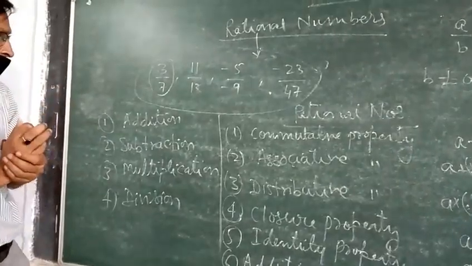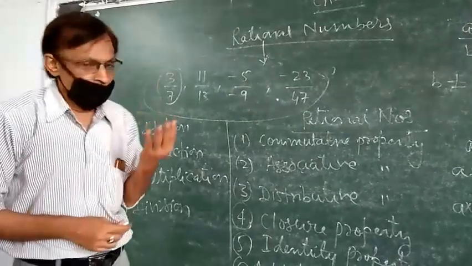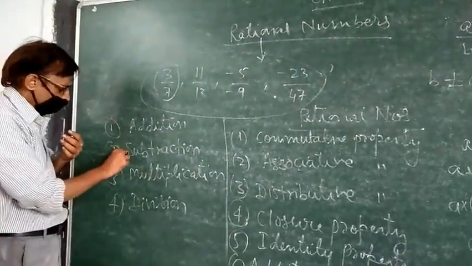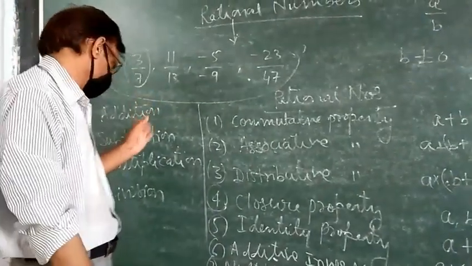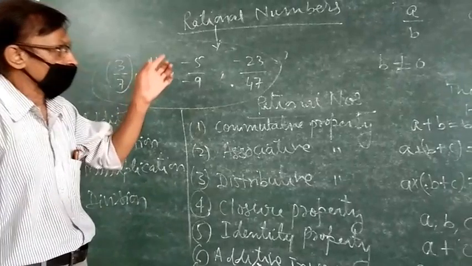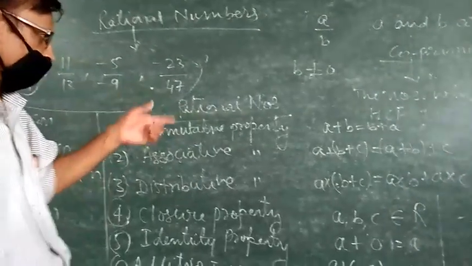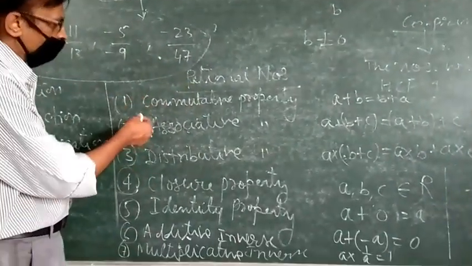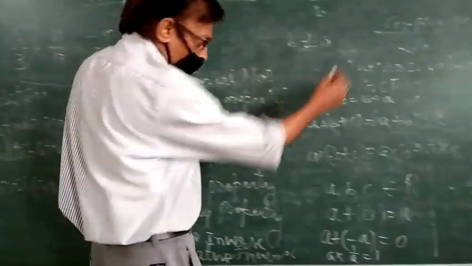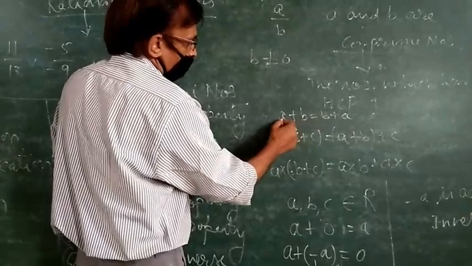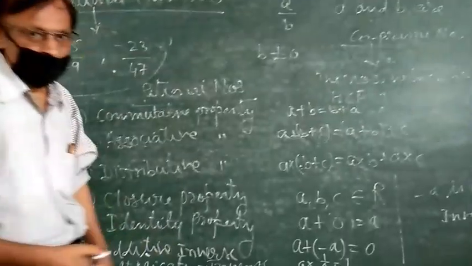Now, as you know, there are 4 fundamental operations on numbers, which are addition, subtraction, multiplication and division. So we will apply all these operations on the rational numbers, and there are some other properties of the rational numbers which I am going to explain to you one by one. First is the commutative property. In the commutative property, we add two numbers in their order. If we reverse their order and then add, we get the same result.